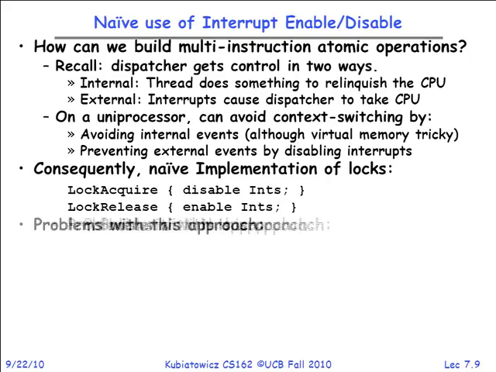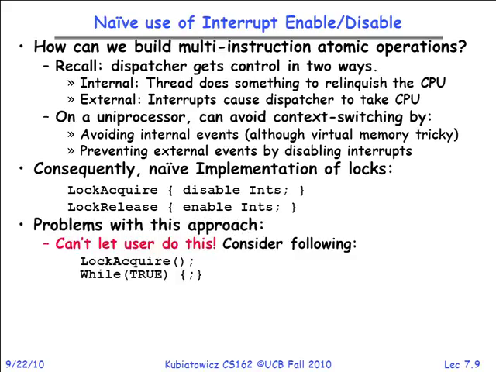The problems are the following. You certainly can never let the user do this: user code, lock acquire, while true. Now you've just toasted your system. Why is that? Well, interrupts will never go off again. The OS will never grab the CPU back, and basically you're busy computing 0 or something.